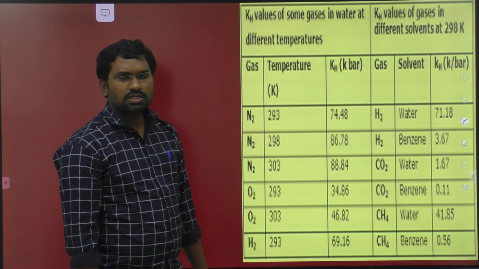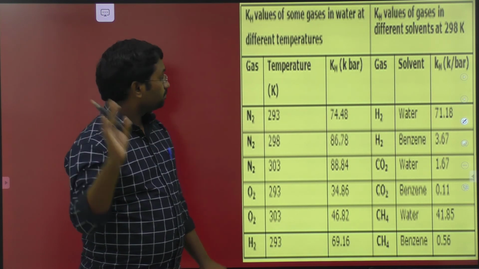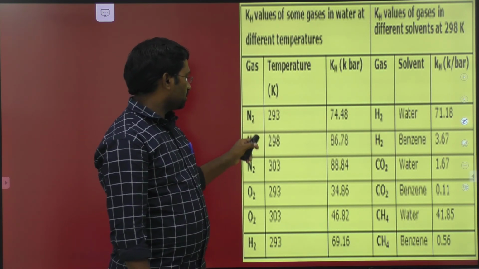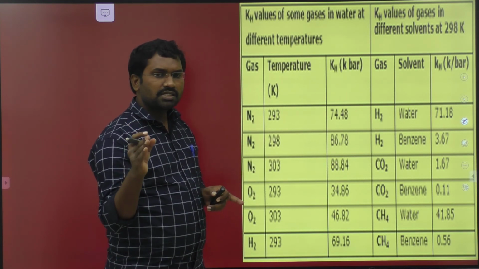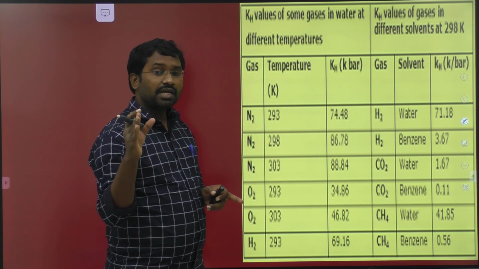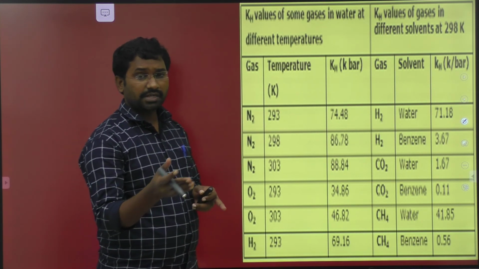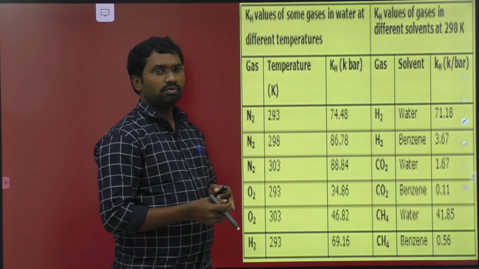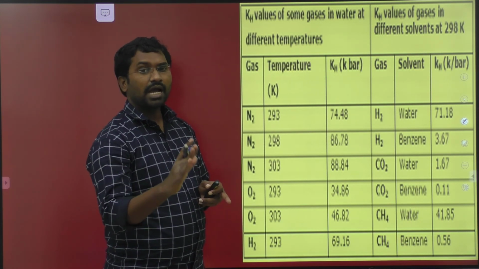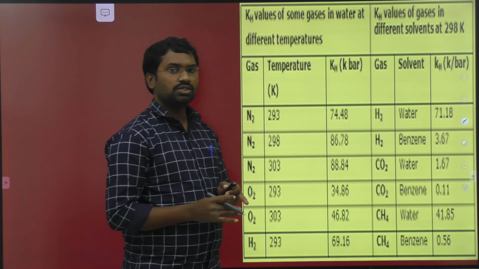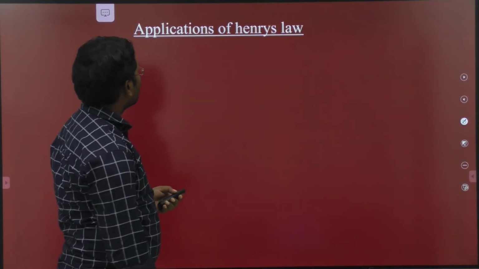By observing this table, we can conclude two important points. What are they? The same gas, for example nitrogen gas or hydrogen gas or oxygen gas, has different KH values in different solvents like benzene or water. The same gas passing into different solvents has different Henry's constant values. So this is a very important point about the tabulated values.